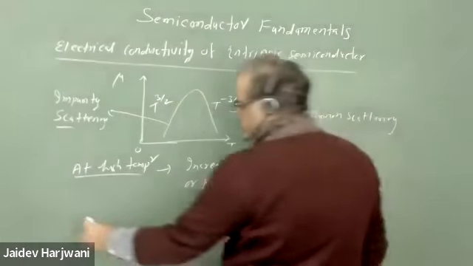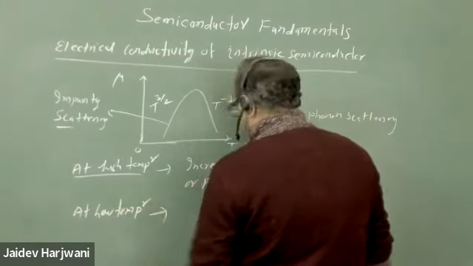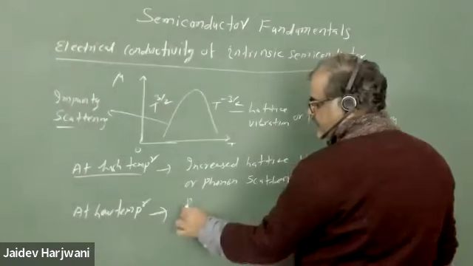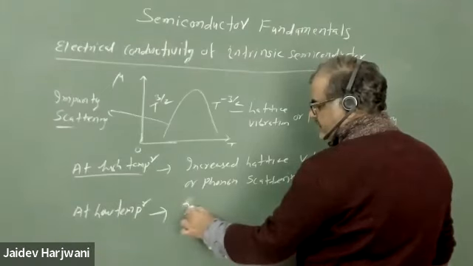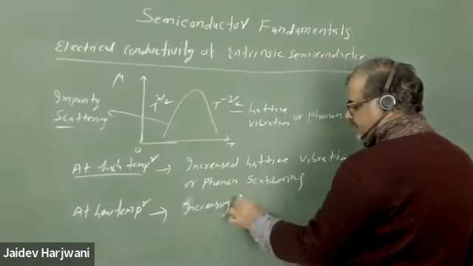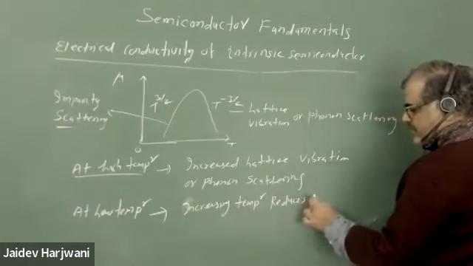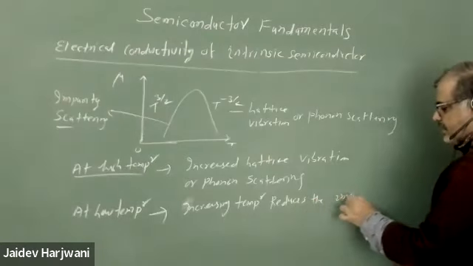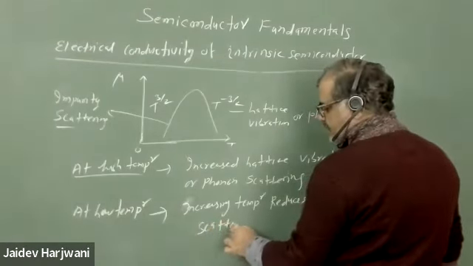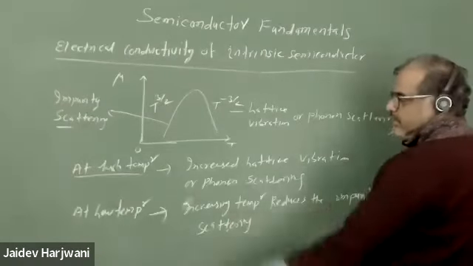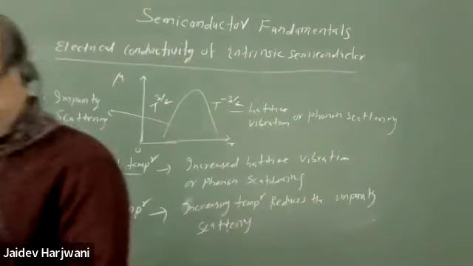While at low temperature, what happens? Increasing temperature reduces the impurity scattering. So when scattering is reduced, your mobility should increase. So this is the temperature variation of mobility.